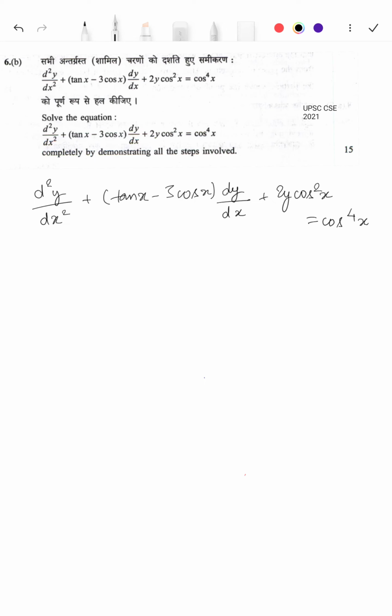Today we are solving a previous year question from UPSC Maths Optional of the year 2021. So it is based on the differential equation. The question is this one.